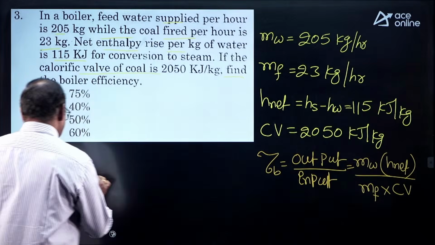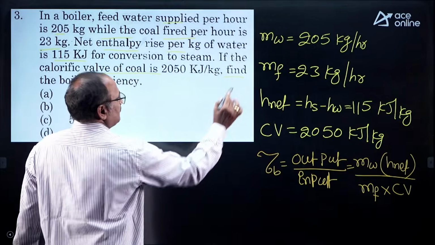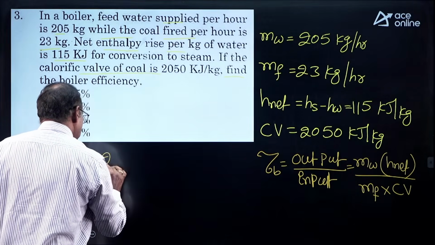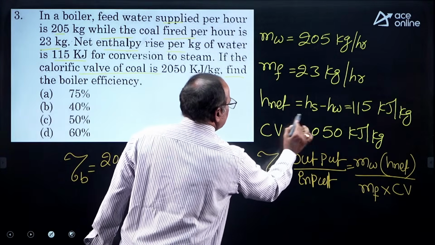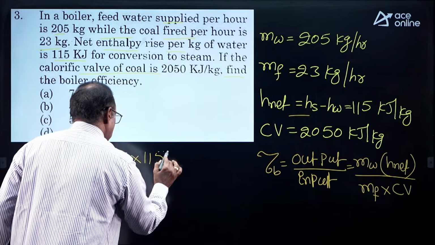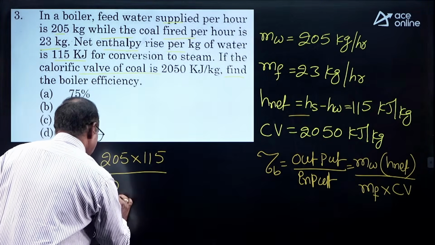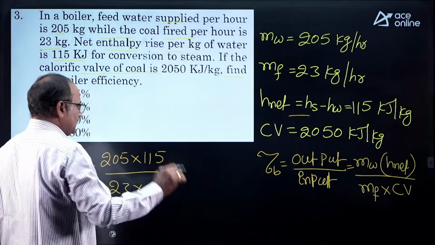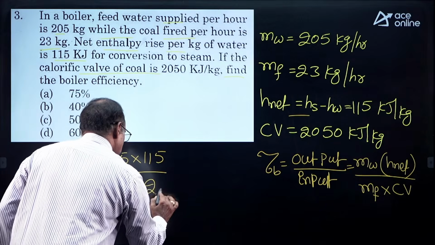Okay. So, boiler efficiency is equal to the mass of the water multiplied by H net, given 115, dividing by the mass of the fuel, 23 kg, multiplied by the calorific value, which is 2050.